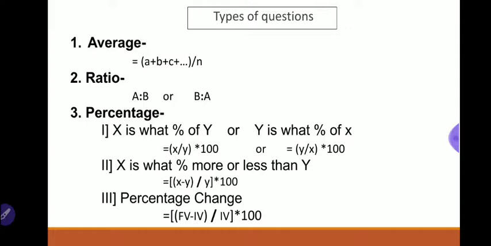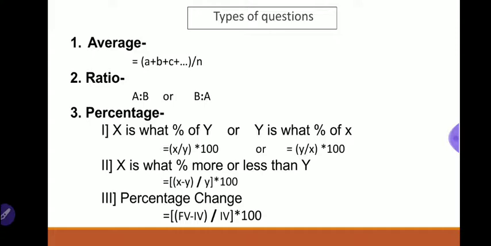For example, it is given that one student has a weight of 50 and another student has 60. They have asked to find the weight of x is what percentage of the weight of y. So you can find 50 divided by 60 into 100. That will be the x weight is what percentage of y. Like that you have to find it.